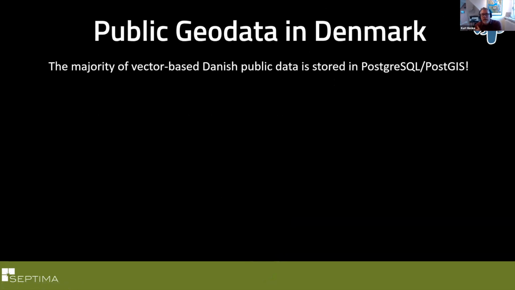And one of the phenomenal things in Denmark is that the majority of the vector-based Danish public data is stored in Postgres. And actually, my company, Septima, is about 10 years old. We were formed on the very day, a little more than 10 years ago, when Denmark put an open license on all of the basic Danish public geodata. And so that's when my firm decided, the partner decided to start our company.